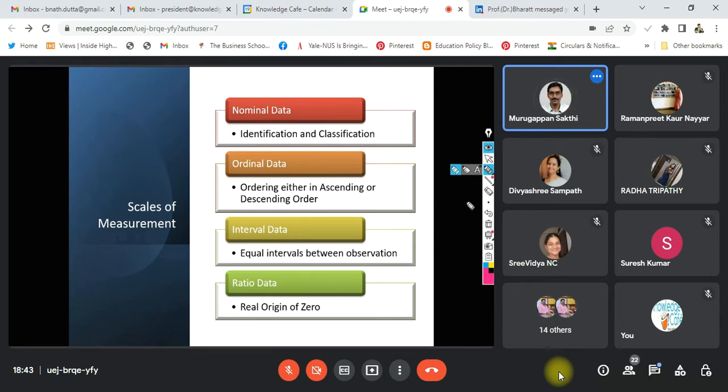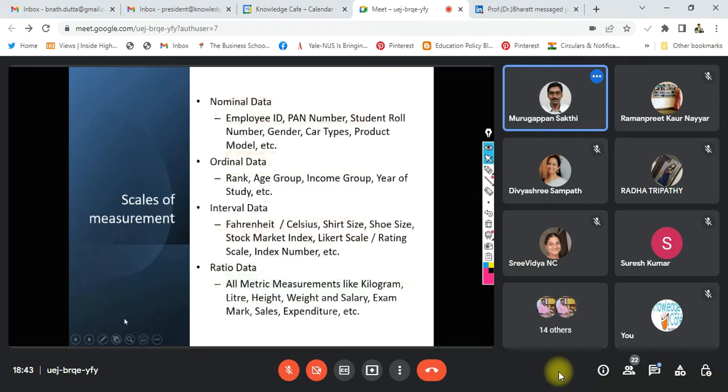Okay, right. The next one is the examples. Let us see the examples. Employee ID, PAN number, student roll number, gender, car type, product model, etc. are examples of nominal data.